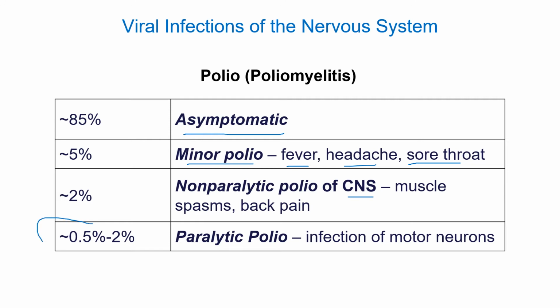But take a look at this number here. Roughly about 1% of people who get polio are getting paralyzed. That's very scary. I don't want to minimize this, and this is why we want to deal with polio, and hopefully we can eradicate it entirely.